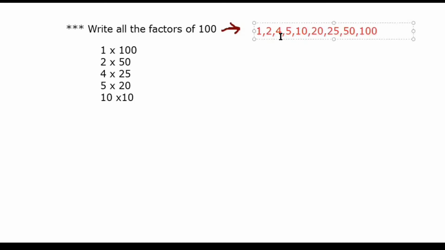1, 2, 3, 4, 5, 6, 7, 8, 9. There are 9 factors here. Okay, hands up those who have got all of this correct.